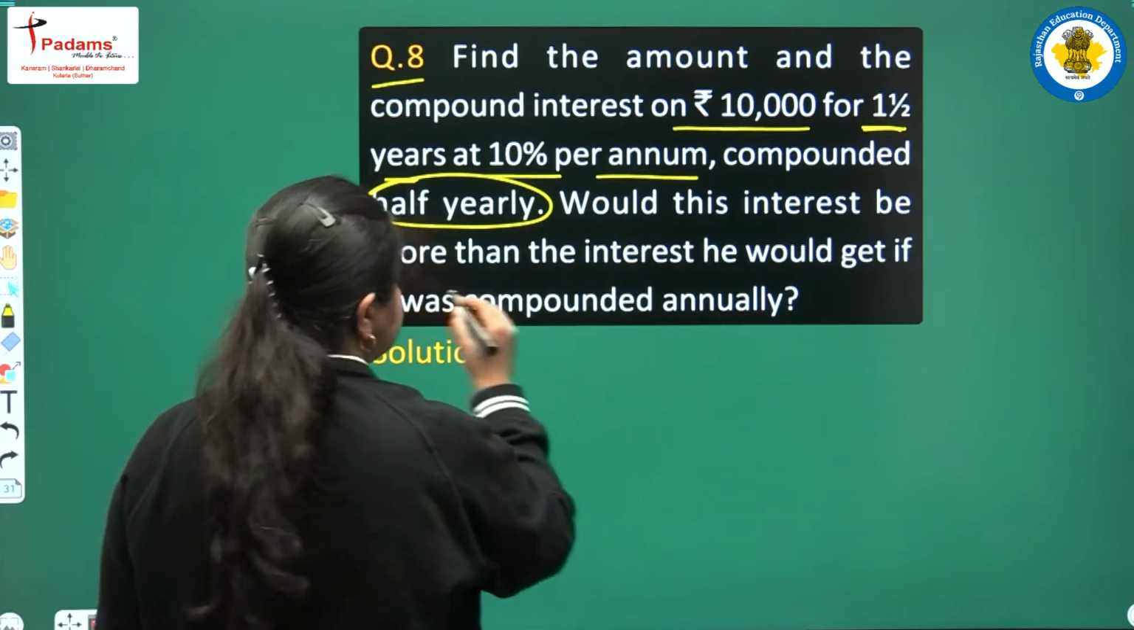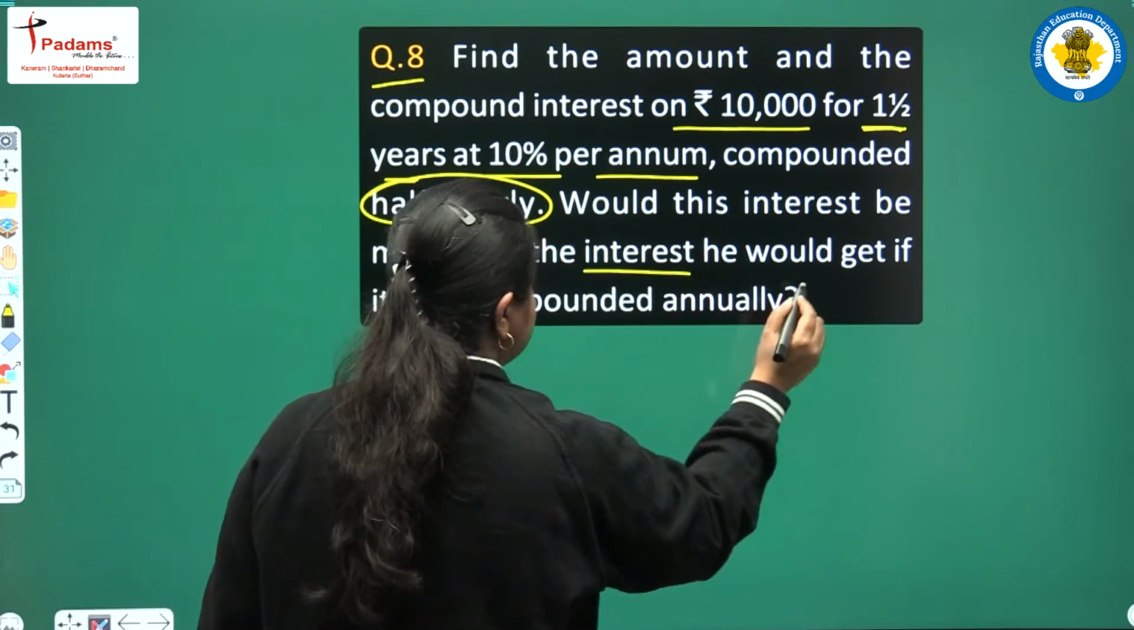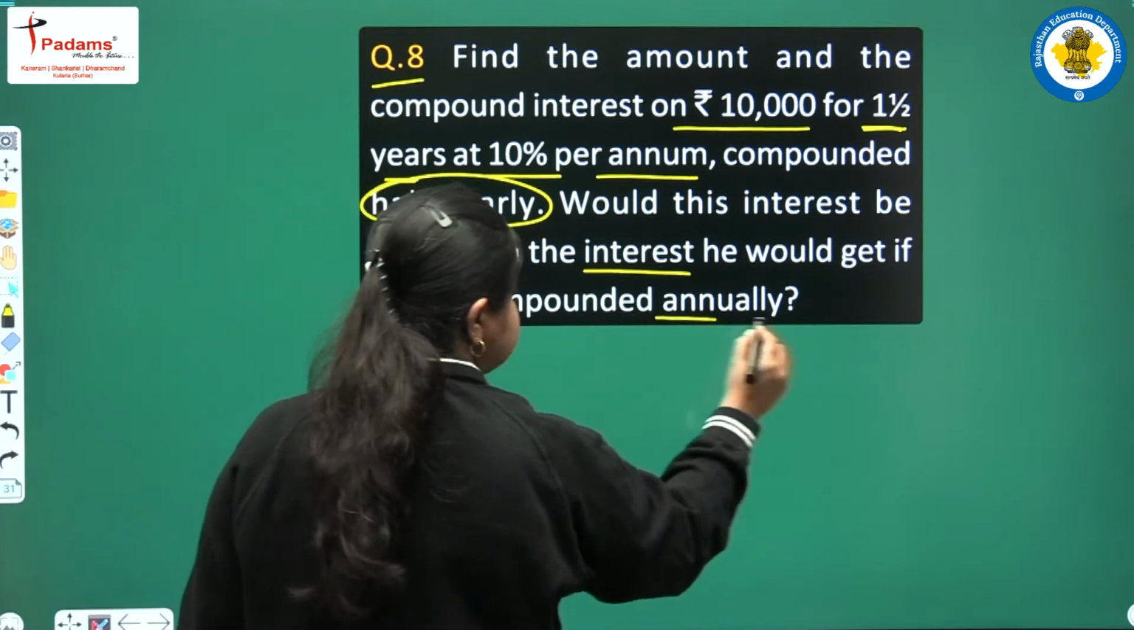Would this interest be more than the interest he would get if it was compounded annually?